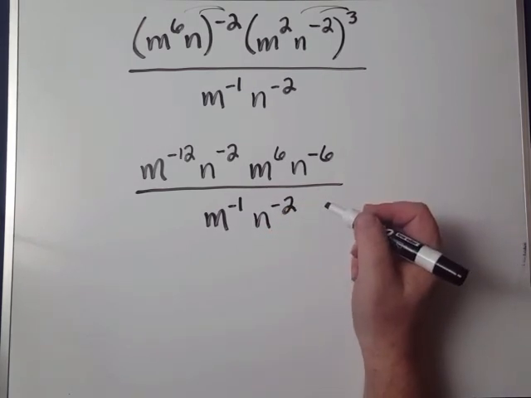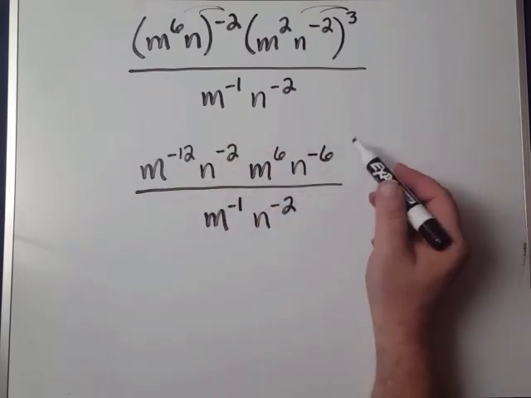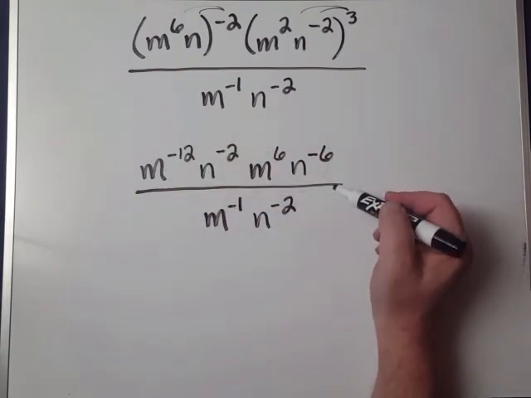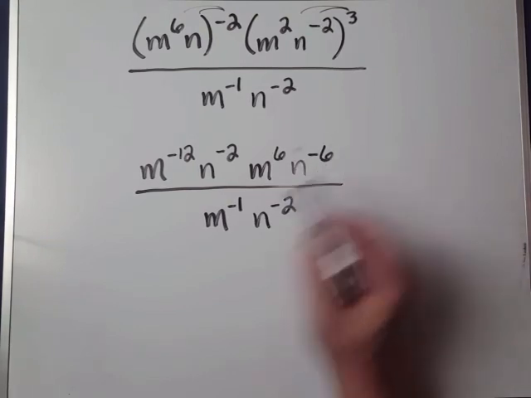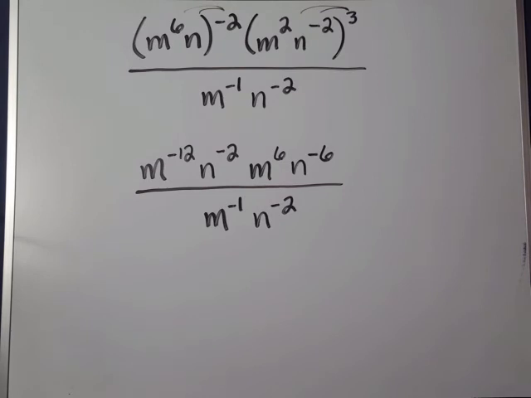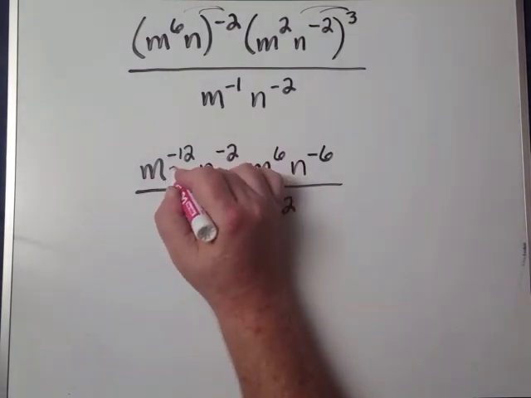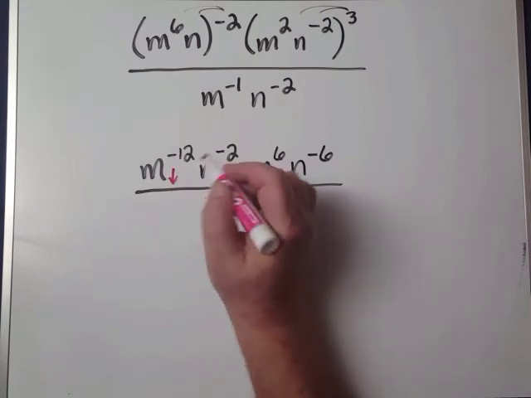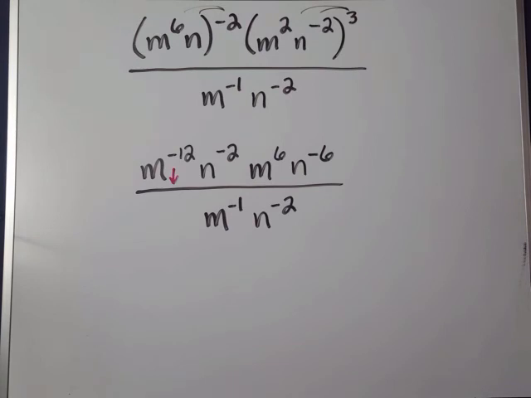Now, I'll give you another chance to pause the video after we think about what we want to do here. Several ways that we can deal with this, but I think what most of us will end up doing is dragging factors across the fraction bar. This m to the negative 12 can be pulled down to become m to the positive 12 in the bottom. Let me let you pause here and see what you get for your next step.